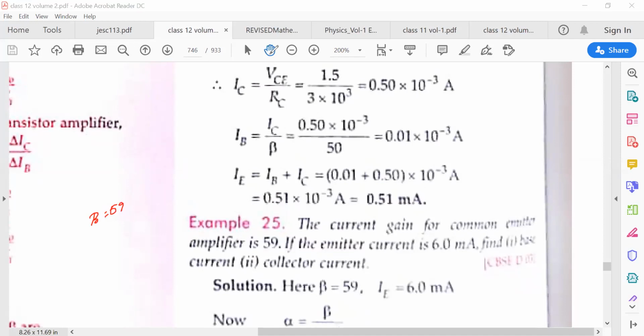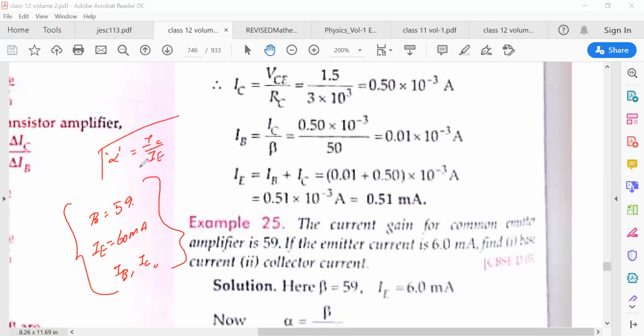They have given beta. Okay. Now, beta is given, and they have given that the emitter current IE is equal to 60 milliamps. Find the base current IB and collector current IC. So you have to find like this. Try to find. Here, when they say base current and collector current, no voltage is given. So we have to relate with respect to your alpha of CB. The alpha is, in the CB configuration, IC by IE. Use this relation. From this relation, try to find your IB and IC.